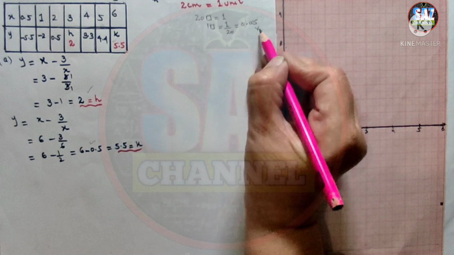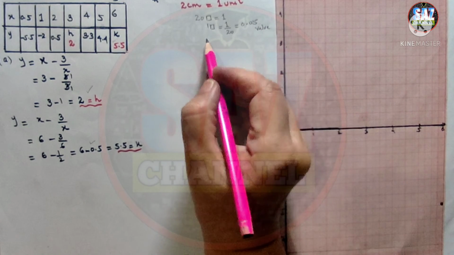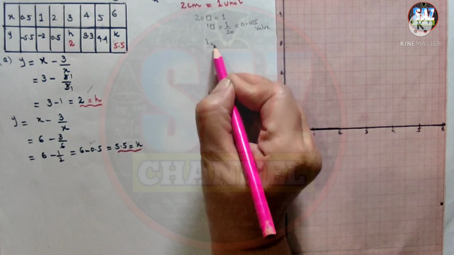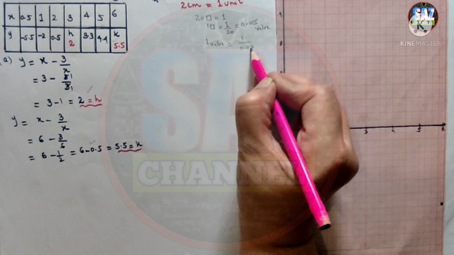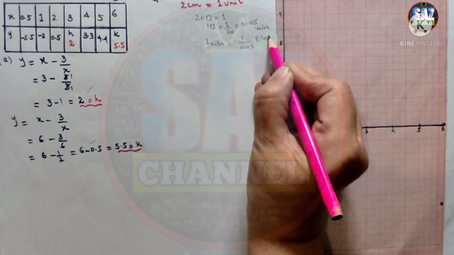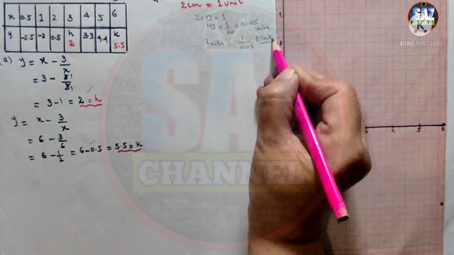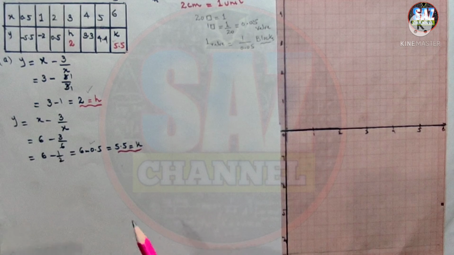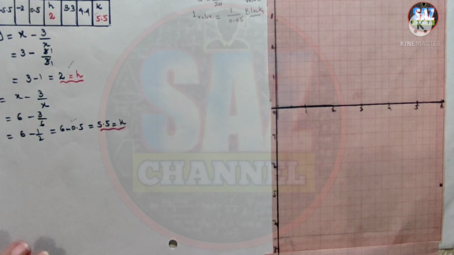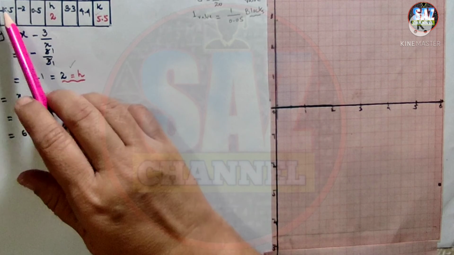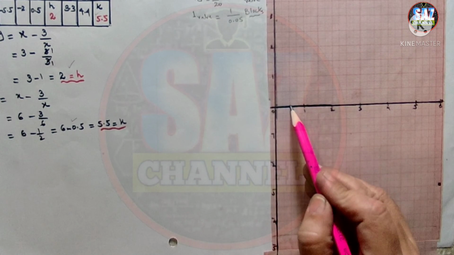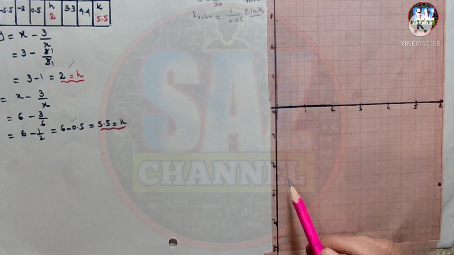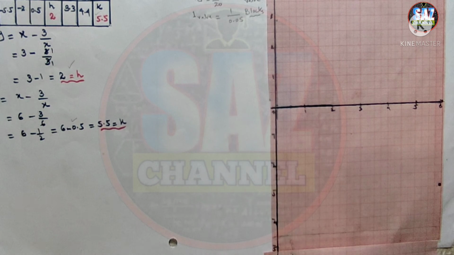1 block has the value 0.05, and if the value is 1, then the blocks are 1 over 0.05. This will help me in identifying and locating the position of different decimal places. Let's go for the plotting of these points. For x 0.5, y is minus 5.5. This is the position for x 0.5, and I have to reach in front of 5.5. This is 3, this is 4, this is 5, and this is 5.5.